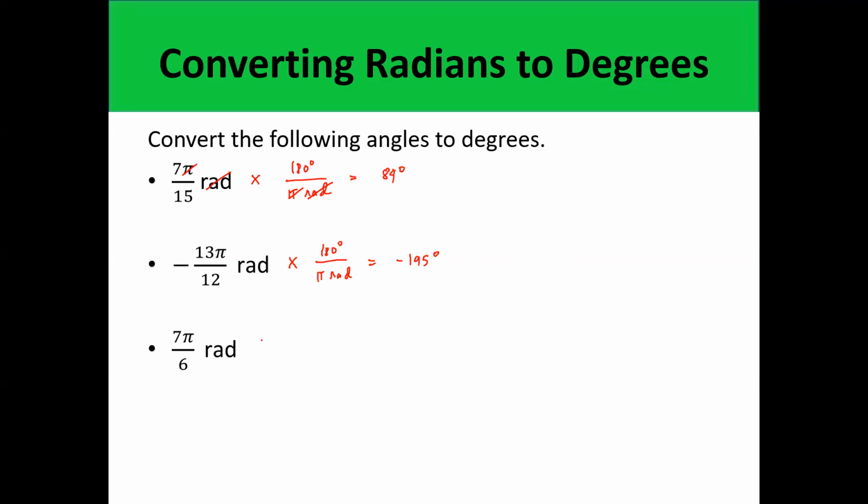And then for 7 pi over 6, we multiply this by 180 degrees over pi radians. So 180 degrees divided by 6 is 30 degrees, times 7, which is 210 degrees. And then finally, negative 5 pi over 2 multiplied by 180 degrees over pi radians. So this is going to be 180 divided by 2, which is 90, multiplied by negative 5, which is negative 450 degrees.